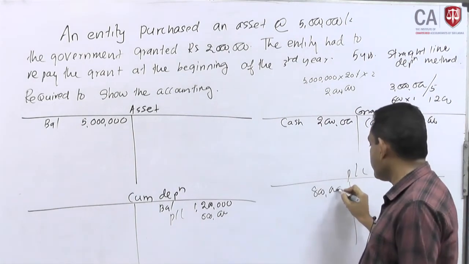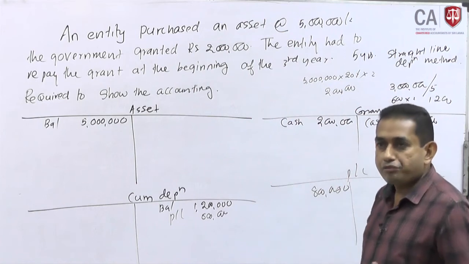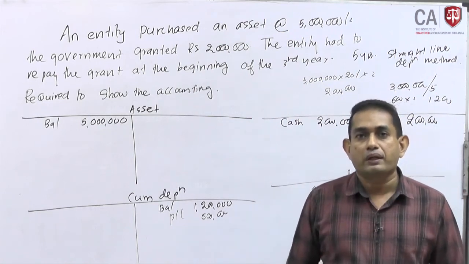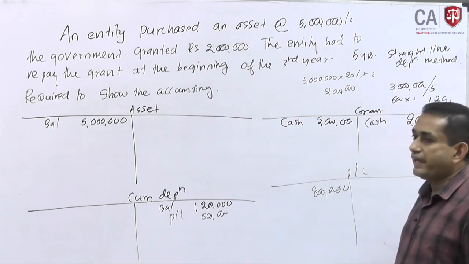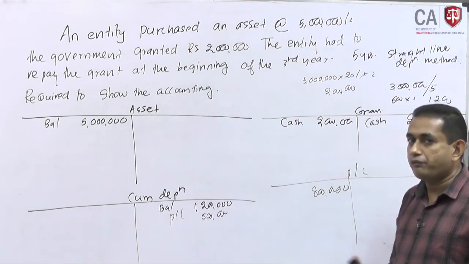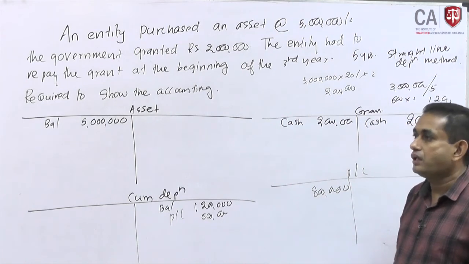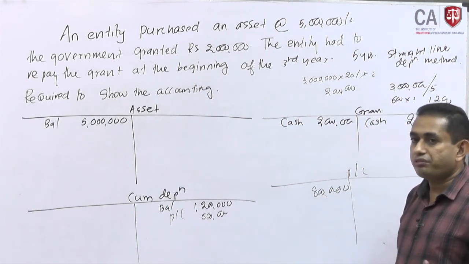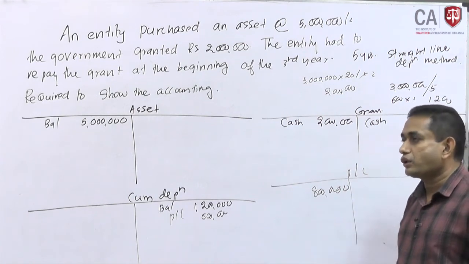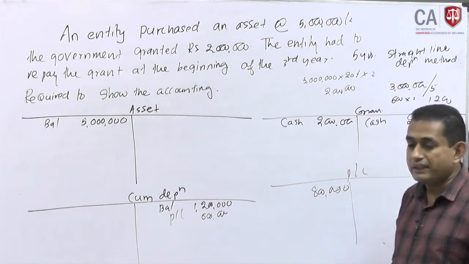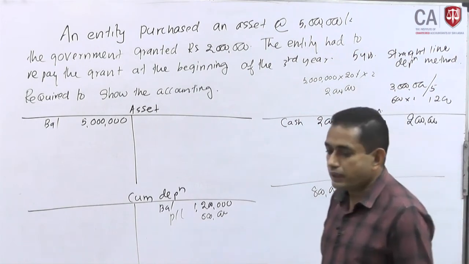In either method, deferred revenue and cost reduction method, how much of the repayment is debited to profit and loss? 800,000. So, your method can be different, but the final impact on the financial statements cannot be different based on the method. The final impact to the profit and loss has to be 800,000 under either method. So, this is how the repayment is accounted.